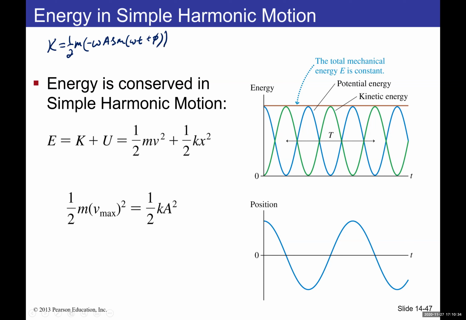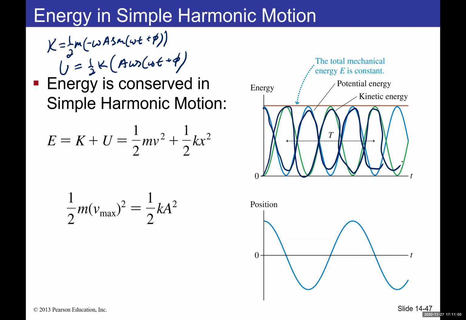And then potential energy is the spring potential energy. So it's 1/2 kx squared, but x itself changes with time. So it's A cosine omega t plus phi. That means both kinetic and potential energy change with time. See, this blue is the potential energy. It changes with time as a cosine function. Kinetic energy changes with time as a sine function. So all of those things change with time.